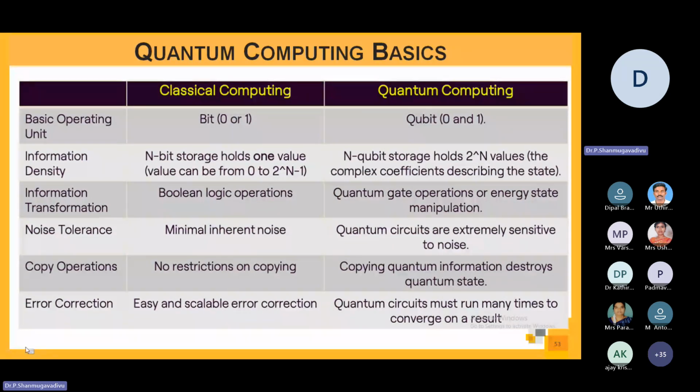Then noise tolerance: classical computing has minimal noise issues, while quantum circuits are extremely sensitive to noise. When the noise is more, quantum computing may not work well. Then copy operations: there are no restrictions on copying in classical computing, whereas copying quantum information destroys the quantum state. Because here it is discrete, whereas in quantum computing it is superposition. So copying is not possible in quantum computing, whereas it is possible in traditional computing. Error correction: easy and scalable in classical computing. Quantum circuits may be run many times to converge on a result. So this will be time consuming.